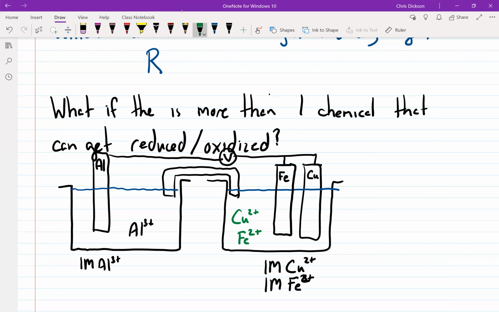Okay, and the question is, what do you think would happen here? Like, which thing do you think would get reduced? Which one would get oxidized? Do you think one of the electrodes would get bigger or smaller? And those kind of questions there.